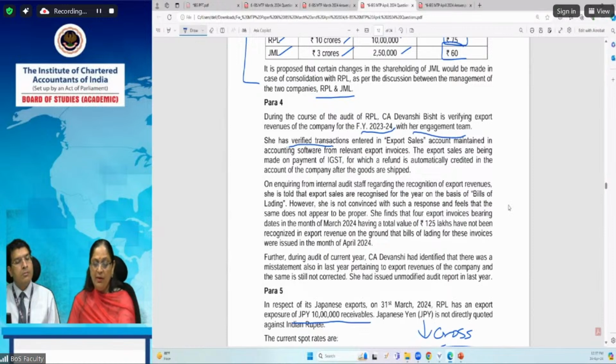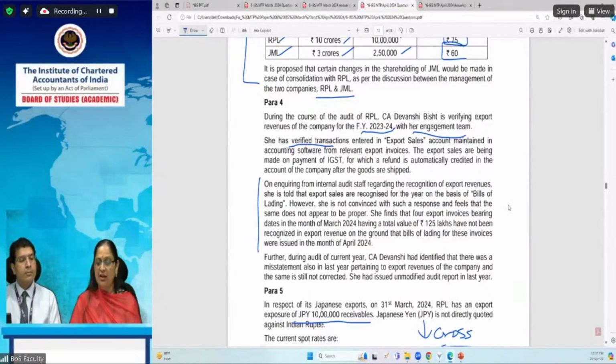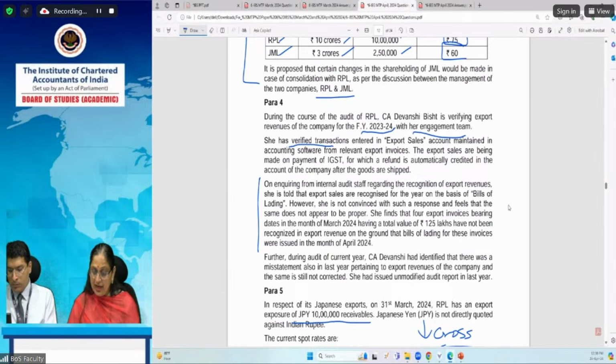But now the main crux is here: on inquiring from internal audit staff regarding the recognition of export revenue, she is told that export sales are recognized for the year on the basis of bills of lading. However, she is not convinced with such a response and feels that the same does not appear to be proper.